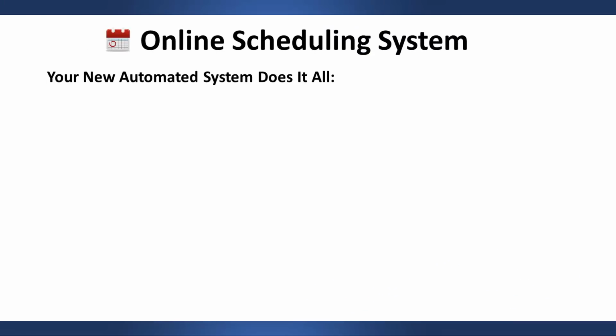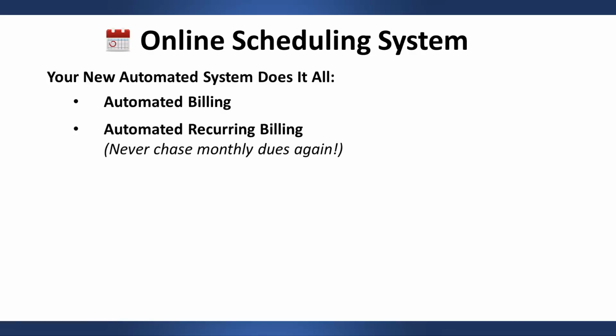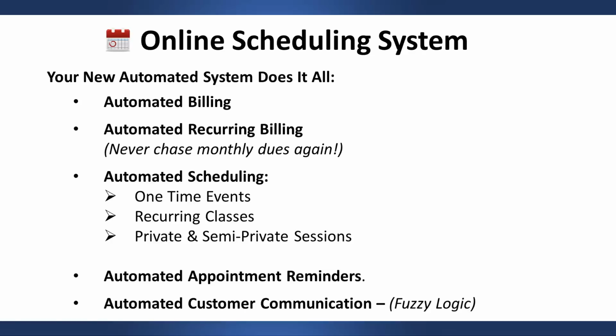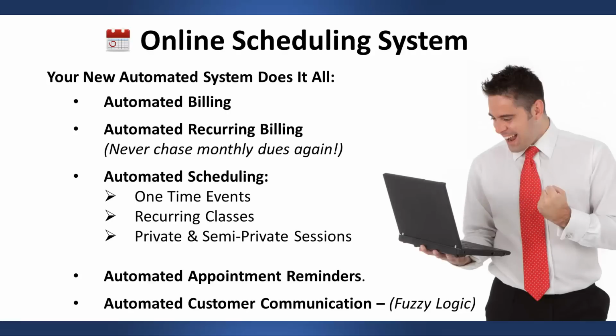Your new automated system does it all for you. Automates your billing, automates your recurring billing, automated scheduling of one-time events, recurring classes, private and semi-private sessions, sends automated appointment reminders to make sure your customers show up for the appointments they've scheduled, automated customer communication that adapts based upon the actions of your customers. Now your business is running on autopilot because chasing customers and pushing papers just isn't the workout that most people have in mind.